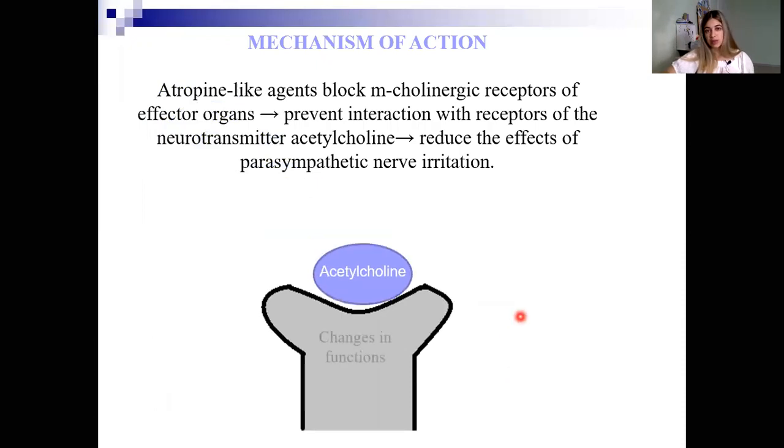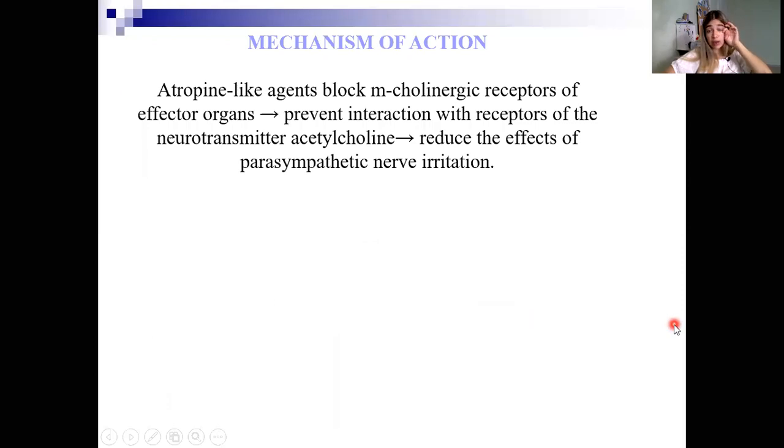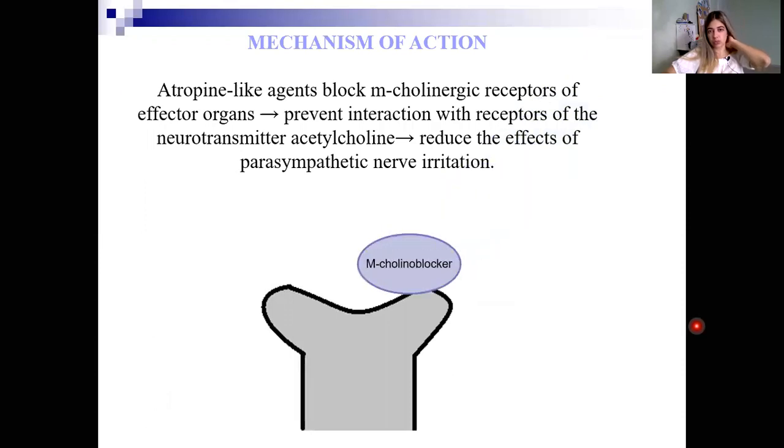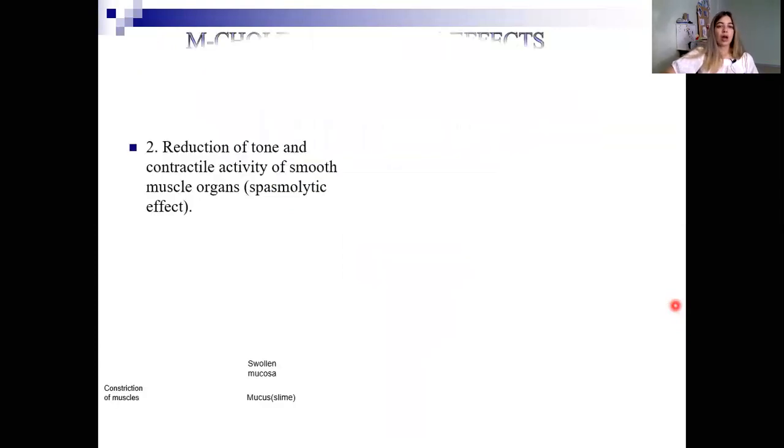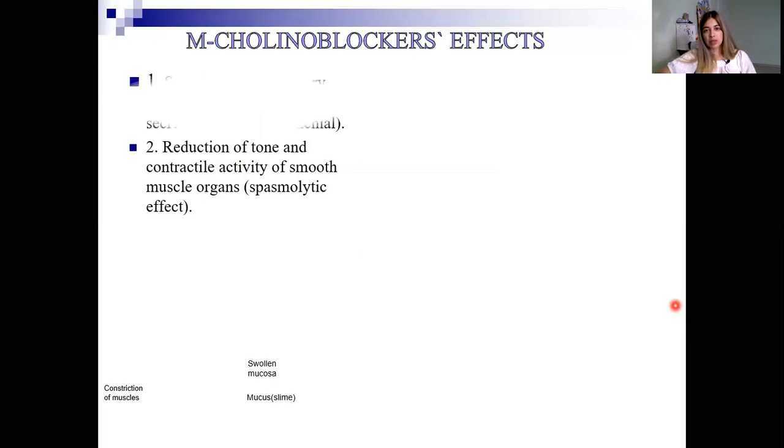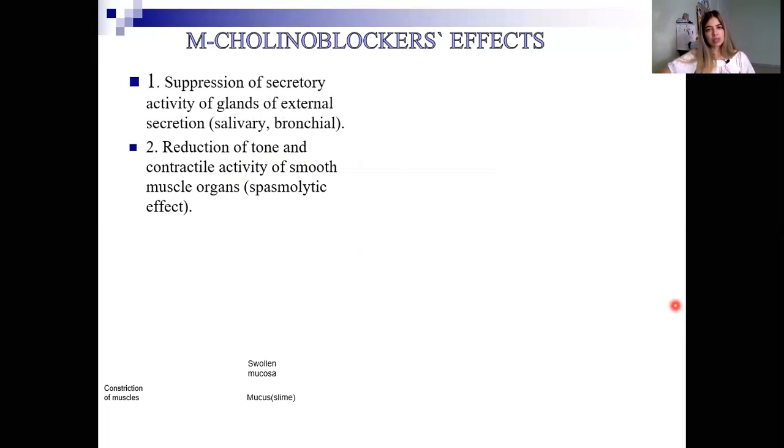So atropine-like agents block cholinergic receptors of the effector organs, and by that prevent interaction of the neurotransmitter acetylcholine with the receptors. So you see, if the M-choline blocker is here, acetylcholine cannot bind here, and that reduces the effects of parasympathetic nervous irritation. What can be the effects? Firstly, the suppression of secretory activity of the glands. Secondly, reduction of the tone and contractile activity of smooth muscles.